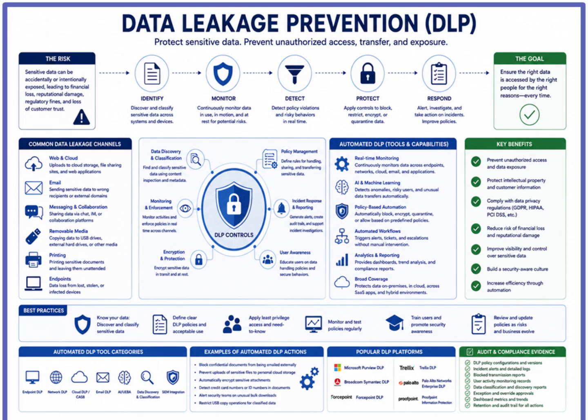The slide also reinforces several best practices. These include discovering and classifying data, defining clear DLP policies, applying least privilege and need-to-know principles, monitoring controls regularly, training users, and continuously reviewing and improving policies as risks evolve. From an audit perspective, auditors often review DLP configurations, monitoring reports, incident records, policy exceptions, user activity logs, classification reports, and evidence that controls are operating effectively.